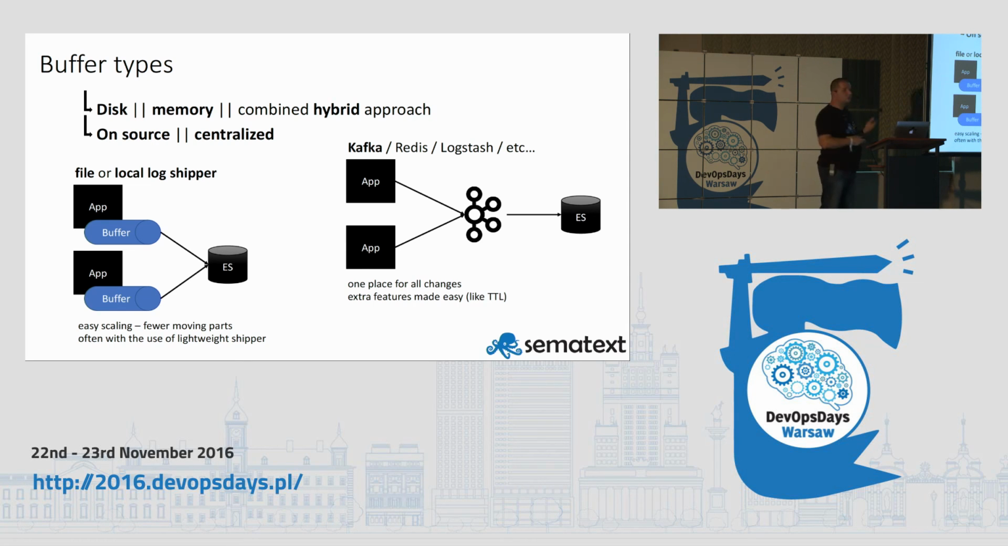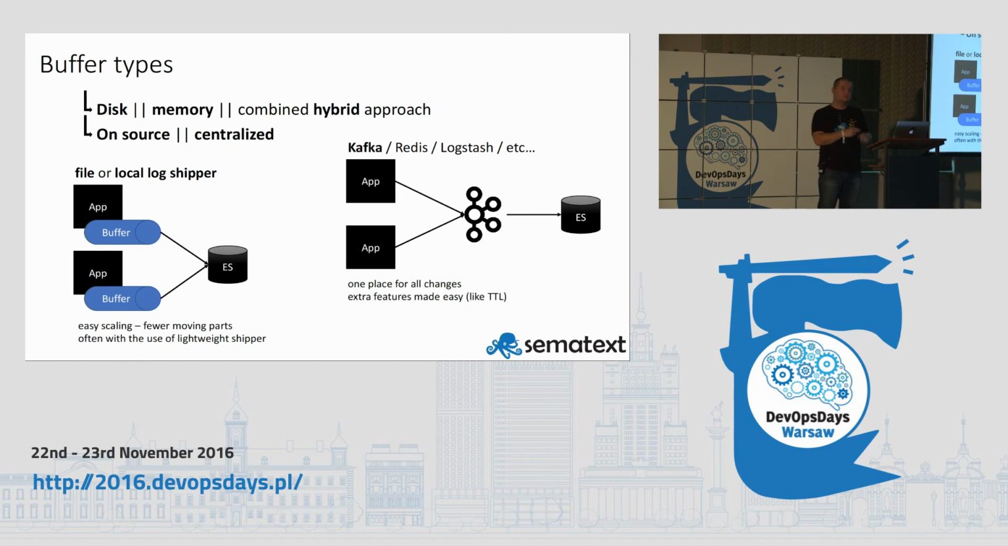Of course, log shippers like rsyslog have multiple types of buffers like disks, memory buffer, or a combined approach like memory-assisted queues in rsyslog that can store data in memory, and then if the memory is full, it will write to disk so you don't lose the data.